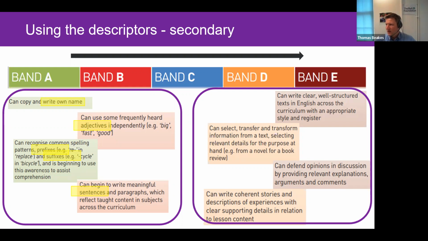We can also see that Bands A and B tend to include a lot of specific linguistic examples of words or chunks of language that exemplify what the descriptor refers to. Whereas at the higher bands, the descriptors tend to include references to more abstract uses of language. We've got things like transfer and transform, relevant explanations, arguments, and comments. This is less well defined. This requires a little bit more thought to understand what's happening. And this isn't to say that the higher band descriptors are less well written or less valid. It's simply a reflection of the leap in complexity of the language requirements as you move up the bands.